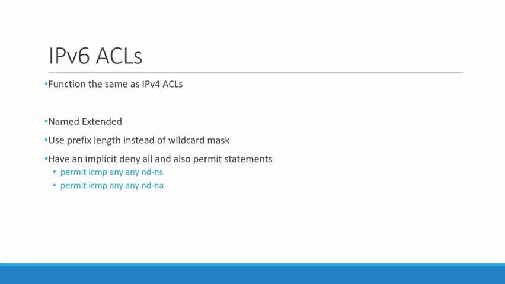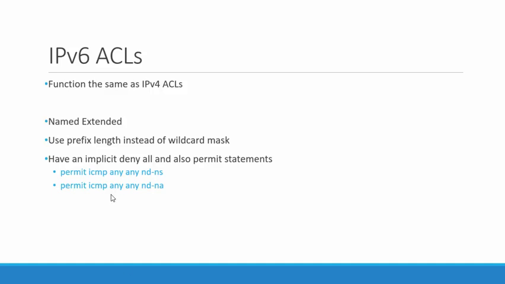Along with the implicit deny all that IPv4 ACLs also have, IPv6 ACLs have the implicit deny all and two implicit permits: permit ICMP ND-NS and ND-NA. Those are used for neighbor discovery. They're the neighbor discovery solicitation messages and advertisement messages that are needed in IPv6. It's kind of like the equivalent of IPv4 ARP. And those are there by default.